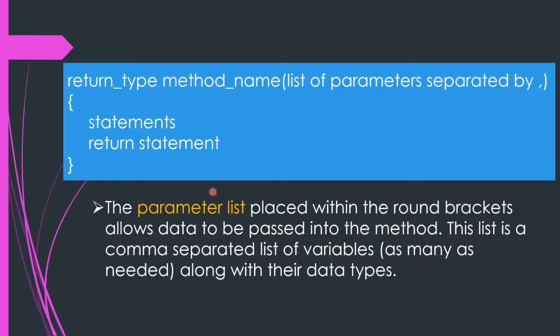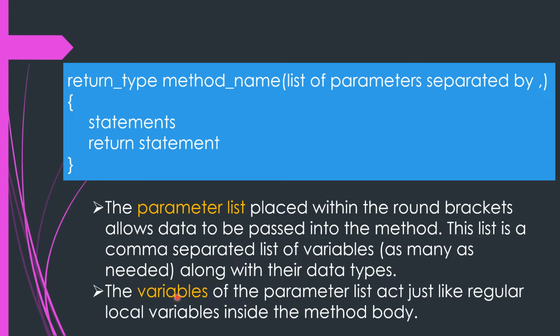The parameter list is basically a comma separated list of variables. These parameters are basically variables, and we also have to provide their data types along with the variables. Also, we can provide as many variables as are needed. There is no restriction on the count of the variables.